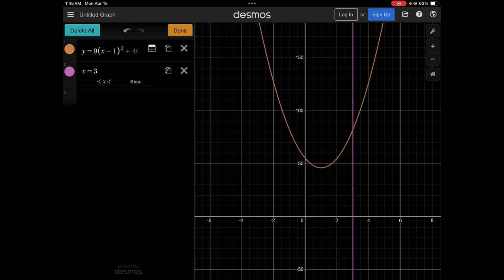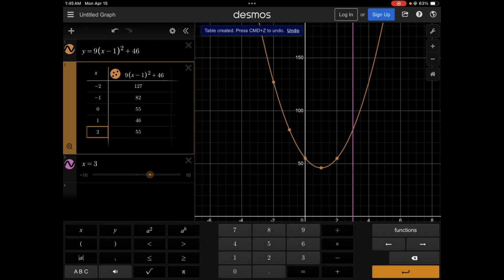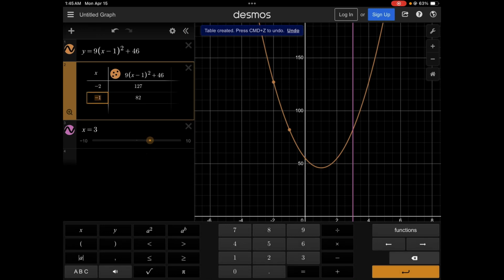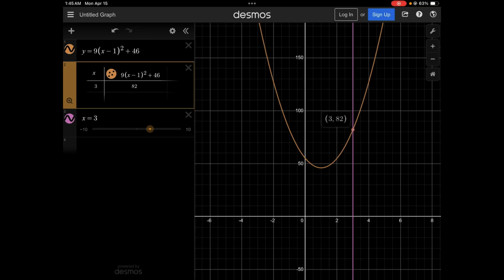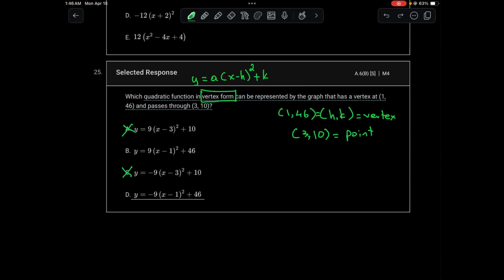Another way is also to do a table and get rid of all the points and put a 3 there, and either way you do it, you'll see that 3 goes with 82. We want it to go with 10. So it should not be this one, it's the next one. Okay, it's the next one.